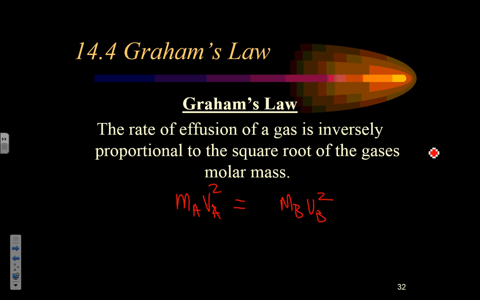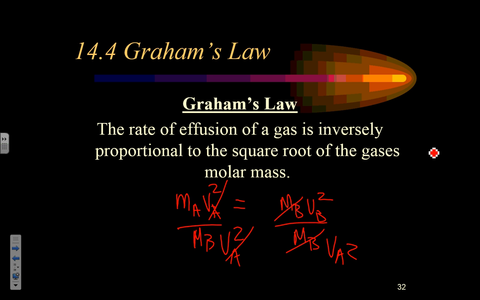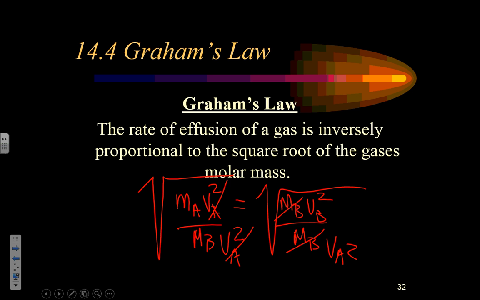If I arrange the masses on the same side and the velocities on the same side, I end up with the mass of A over the mass of B equals the inverse on the other side, the velocity of B squared over the velocity of A squared. To get rid of the square, I can take the square root of both sides, and what I'm left with is actually Graham's law. Mathematically, we're not going to do anything with Graham's law. While this is true, this is not where we're going with this.